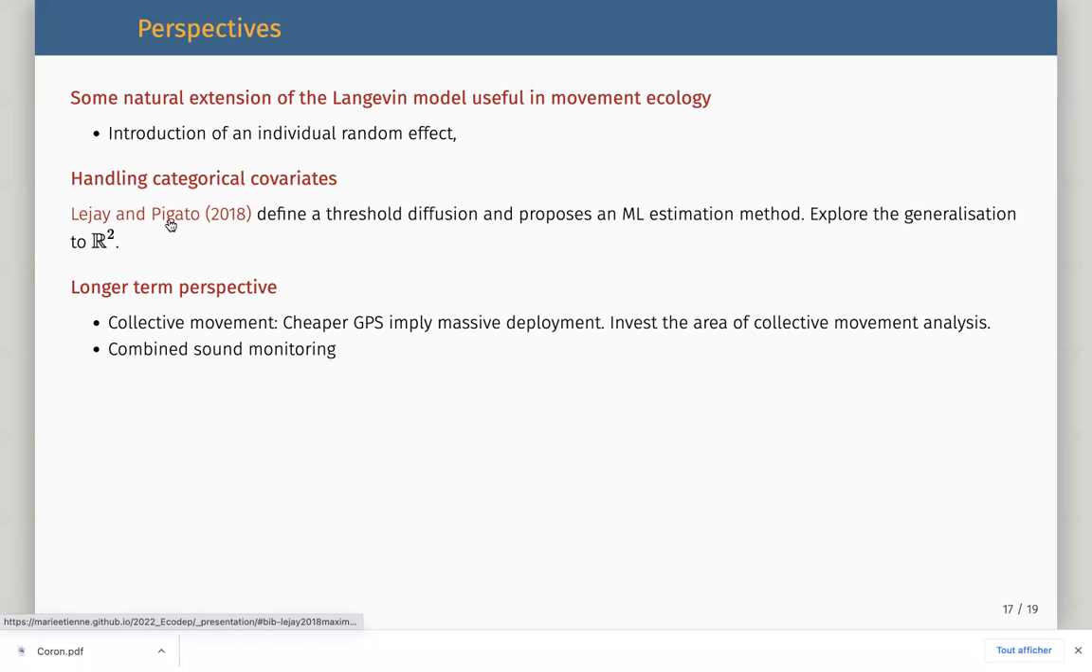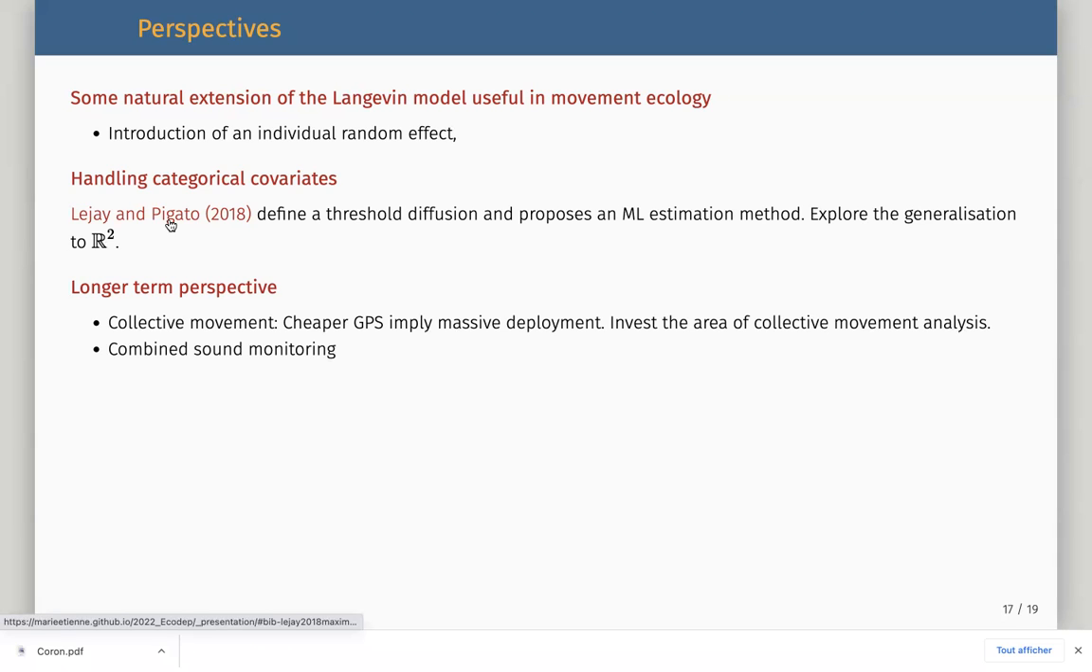And the very long-term perspective is to address the idea of collective movement, because we have more and more animals equipped with GPS. We won't have an equipment of all the birds, but we can expect that by looking at a good amount of birds, we can try to explore the interaction between them, by assuming some, I don't know, mean-field approximation for the ones you don't observe.